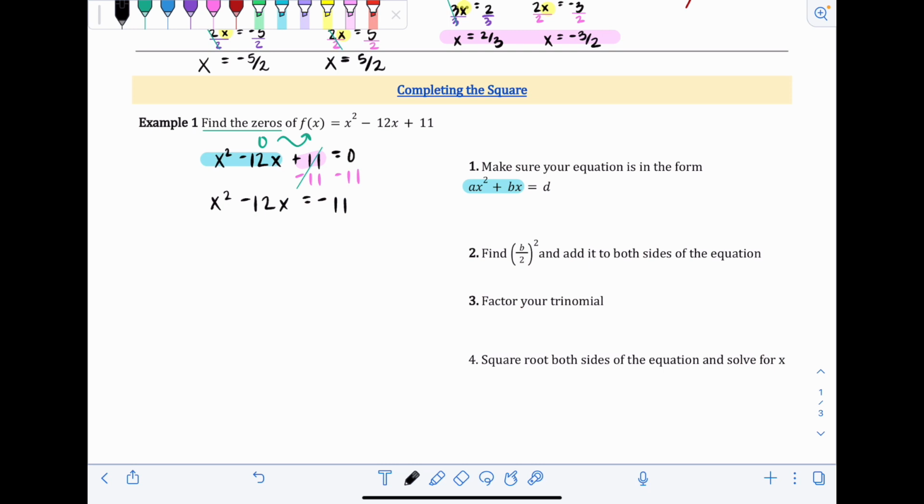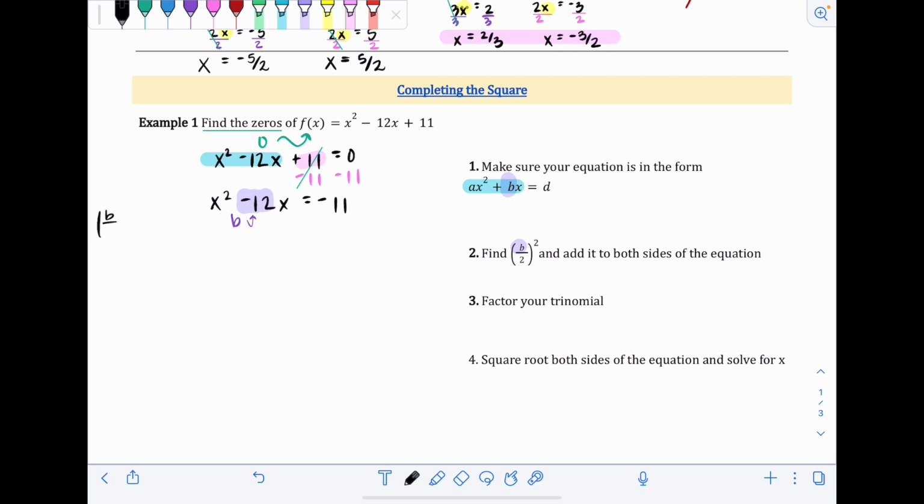And then step 2 says find b over 2 squared and add it to both sides of the equation. So b is this b right here, referring to the number in front of x. So in our equation, b is going to be -12. So I need to take that little formula.